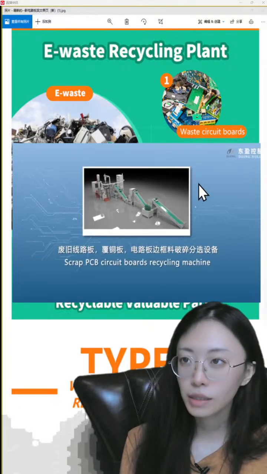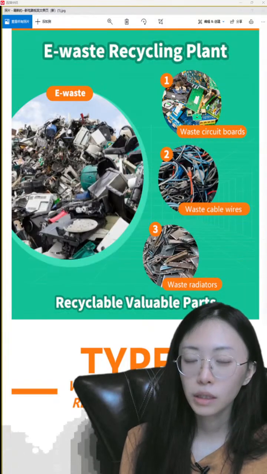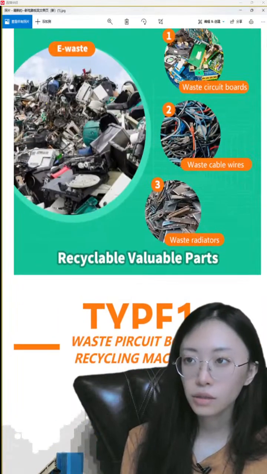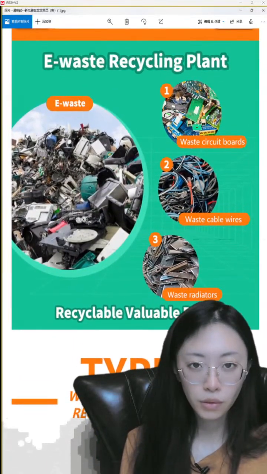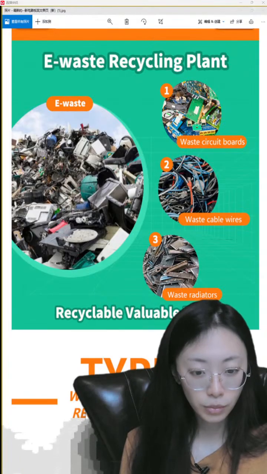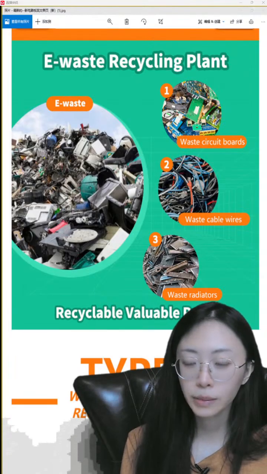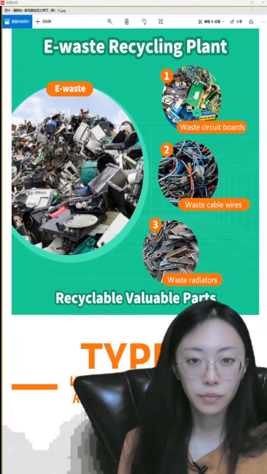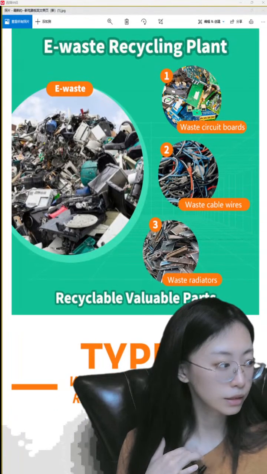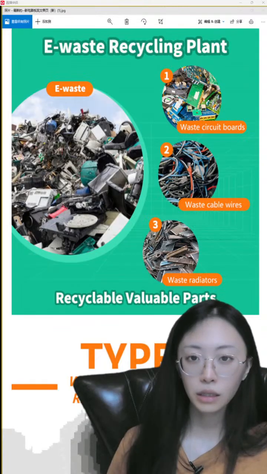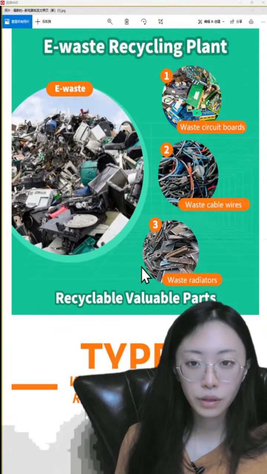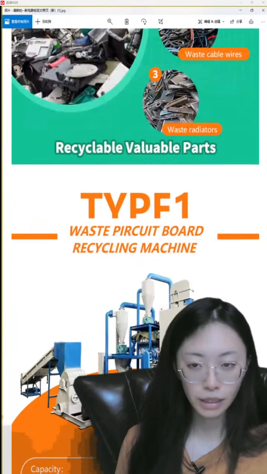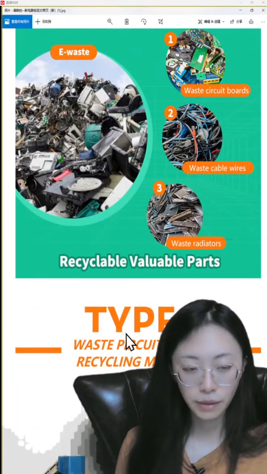Here is the whole production line, and let's see about the catalog to know what raw materials we can process, what final products we can get, and what the production line looks like. Here are the different materials that we can process, like waste circuit boards, waste cable boards, and radiators. We can use the same production machine for all of them.